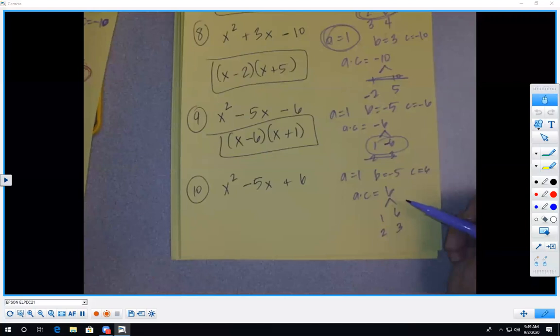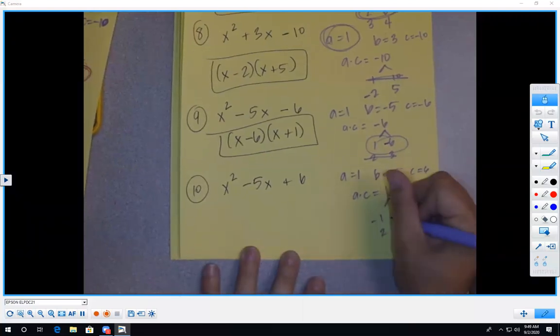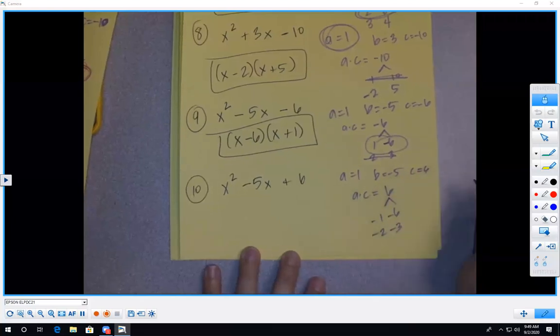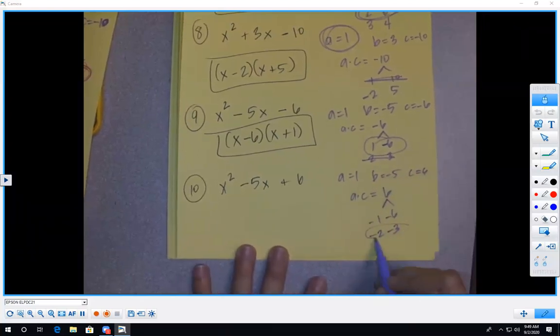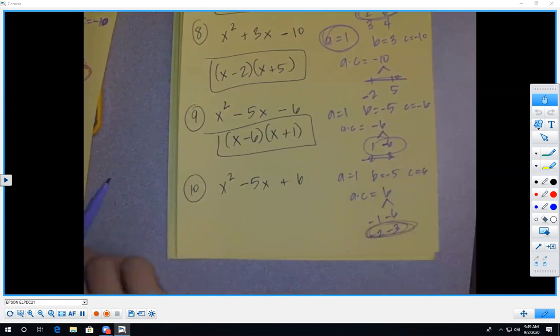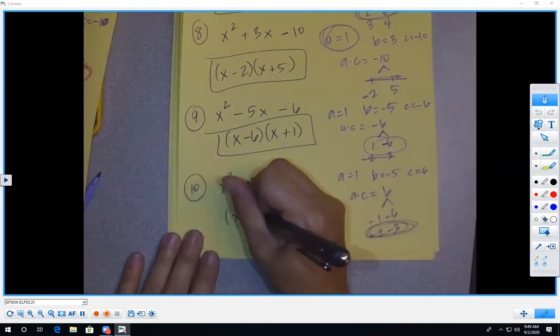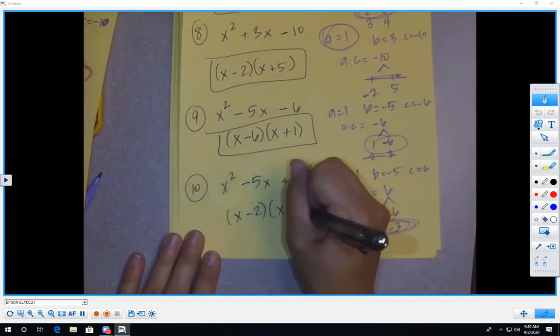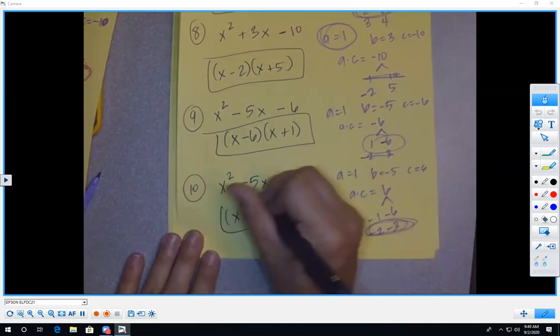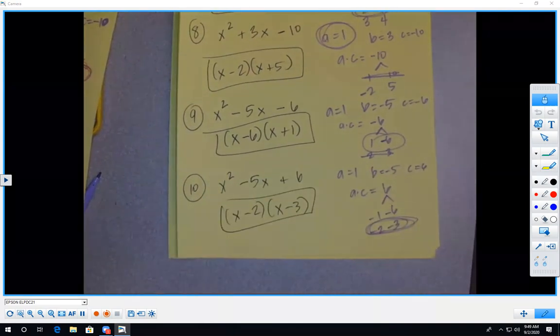This time, since it's positive, that means they're both negative or both positive. So if they're both negative, which option gives you negative 5 this time? The 2 and the 3. So my answer for that one is X minus 2, X minus 3. Questions about that?